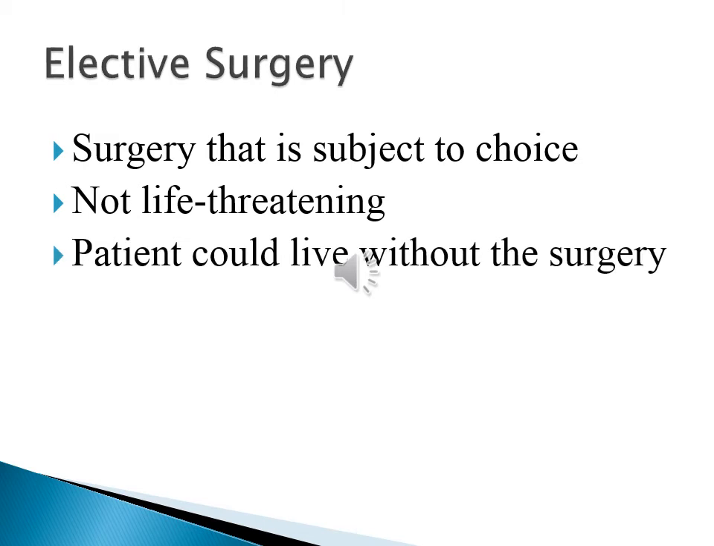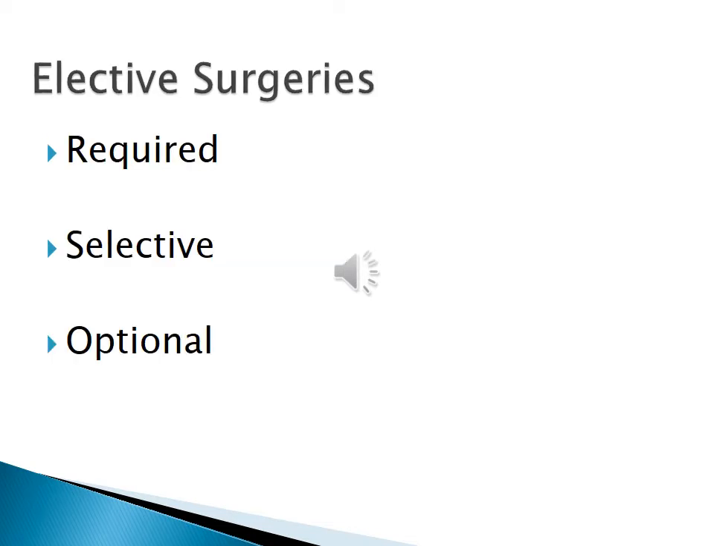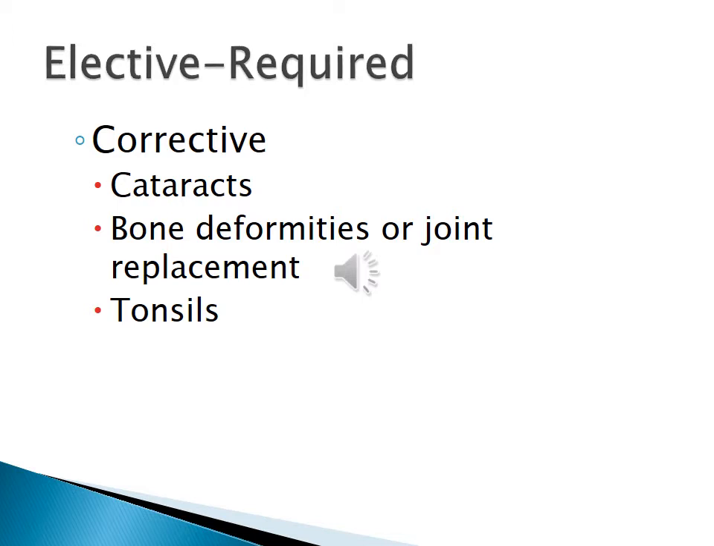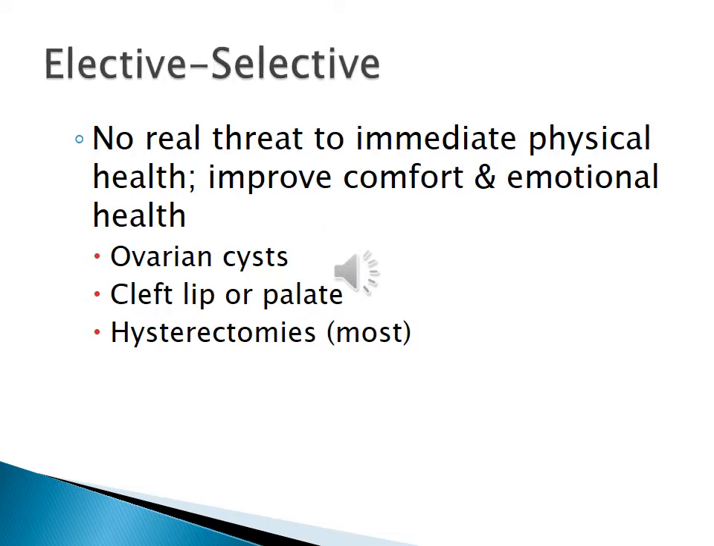Elective surgery is surgery that is subject to choice. It's not life-threatening, and you can live without having the actual surgery done. There are three types of elective surgeries: required, selective, and optional. Required is like corrective, so your cataracts, bone deformities, or joint replacement. It could be tonsils.